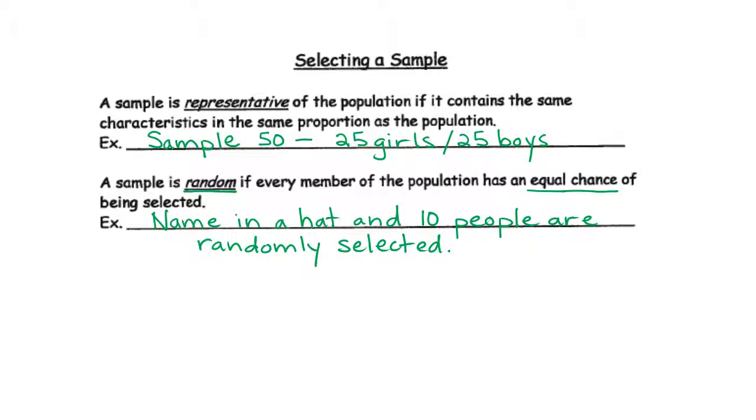So let's look at today's lesson. It's called selecting a sample, and this is when we want to decide who's going to get our surveys when we're doing a survey. So we have to make a decision and not just randomly hand them out.